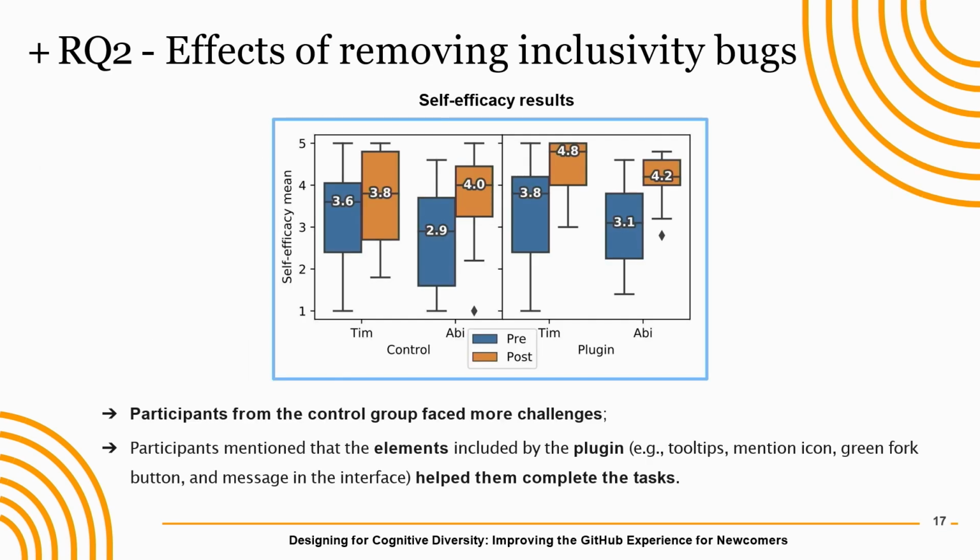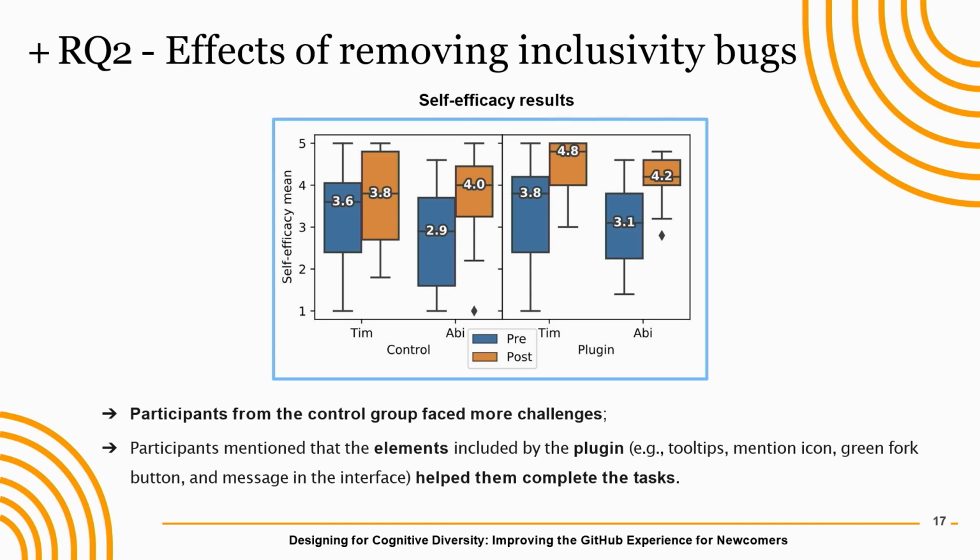After that, we conducted a self-efficacy questionnaire. We asked before they started doing the tasks and after. Both groups increased their self-efficacy, but the plugin group that used our fixes had a bigger increase.